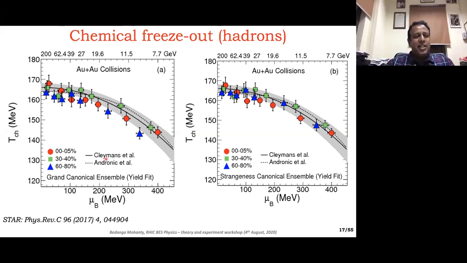What you see first is that if we use these two different ensemble pictures, roughly the temperature and the chemical potential values are of similar order. Temperature varies from about 160 MeV to 140 MeV, and mu_B varies from about 20 MeV to 400 MeV. Next point to see is the centrality dependence at each energy. The red point corresponds to central collisions, green to mid-central collisions, and blue to peripheral collisions. The temperature doesn't have much of a centrality dependence, but the chemical potential has a centrality dependence, at least it's seen at the lower energies.